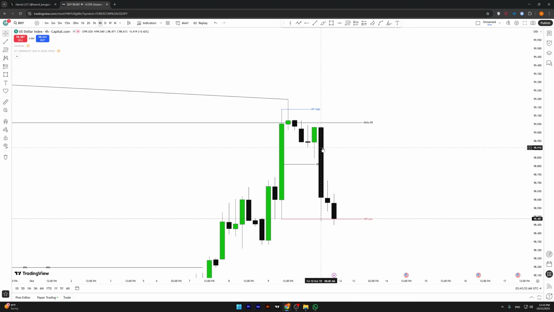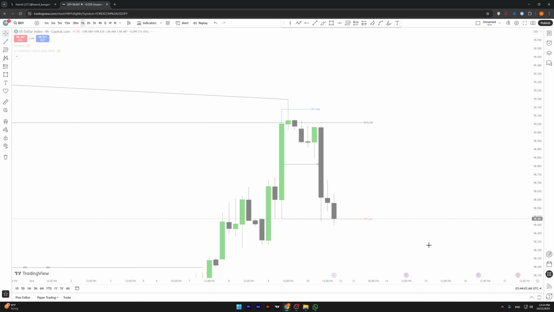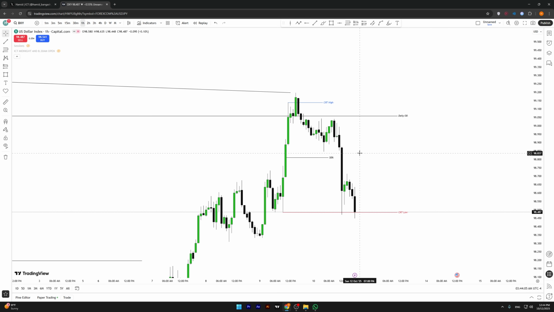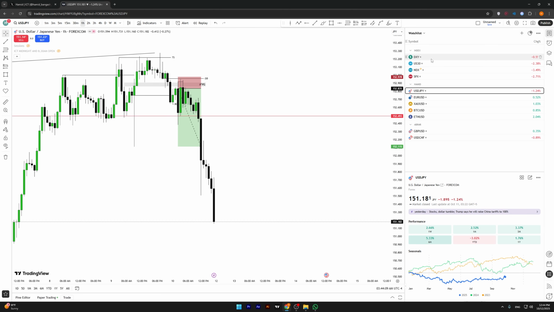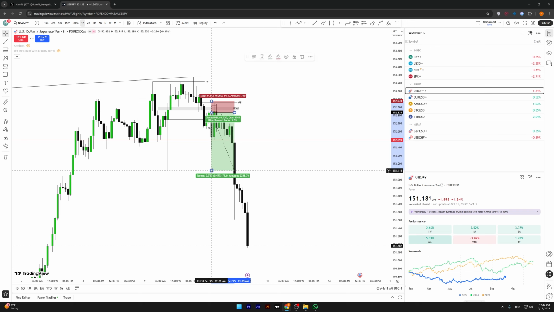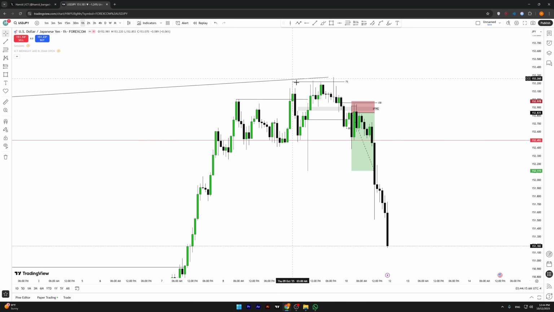So this was our second confirmation. Now I just need to enter on a lower time frame to find my entry. So I jump into the 1-hour chart. Sorry, my entry was on USDJPY. I just use DXY for confirmation, and then I place my order on USDJPY. So this was my entry.